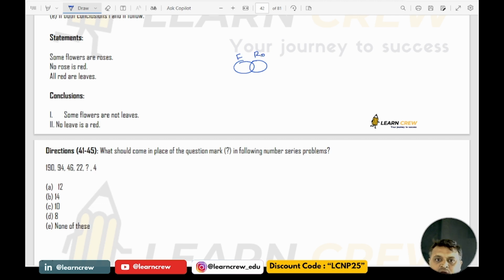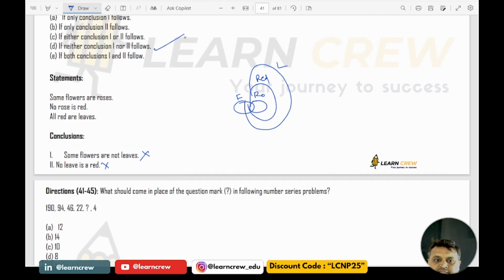All roses are red. All red are leaves. Some flowers are not leaves. In this it is correct. But all can be in one circle, so in that case it is not right. No leaf is red is wrong. So neither 1 nor 2. So option D is correct here.